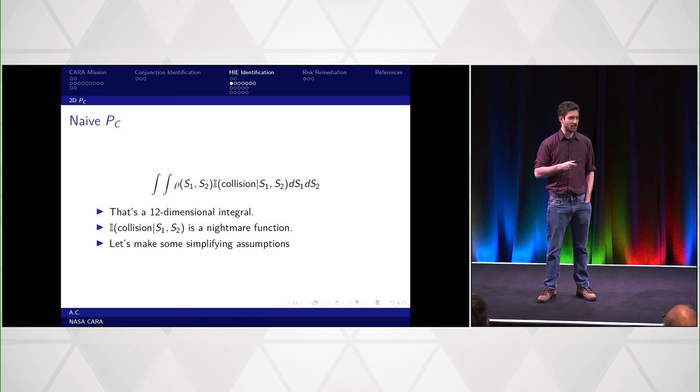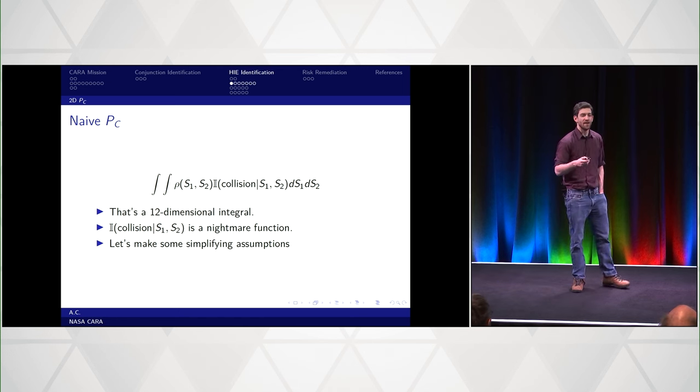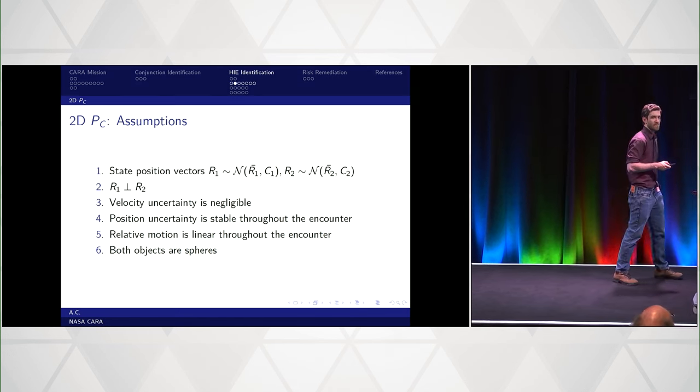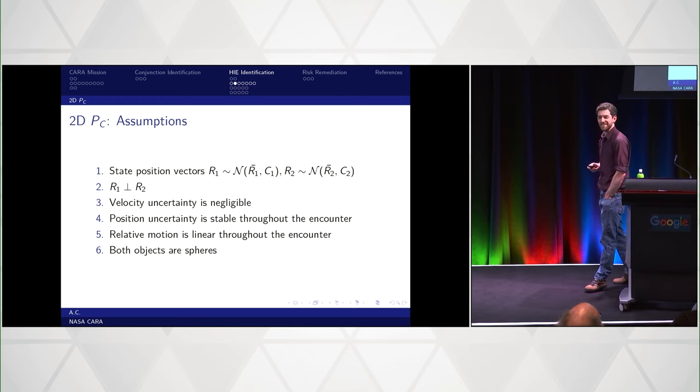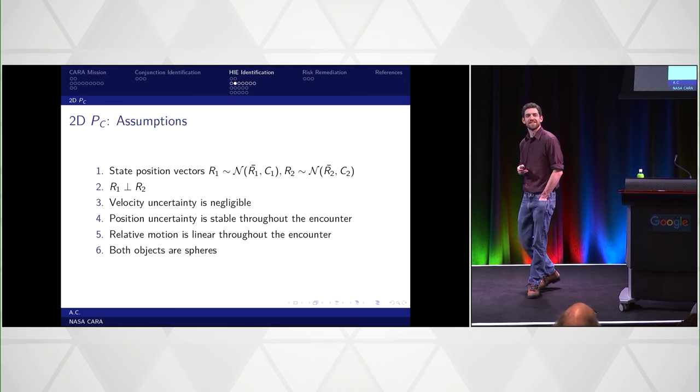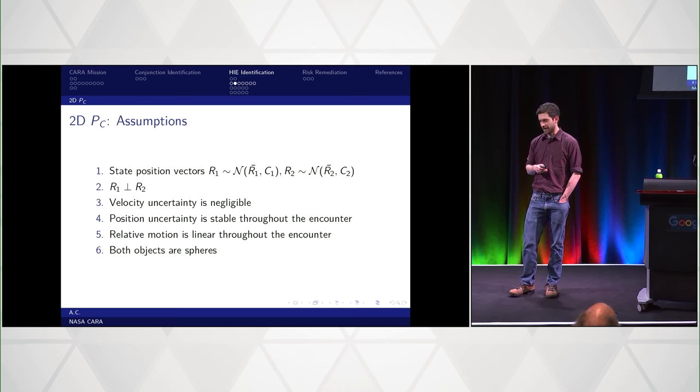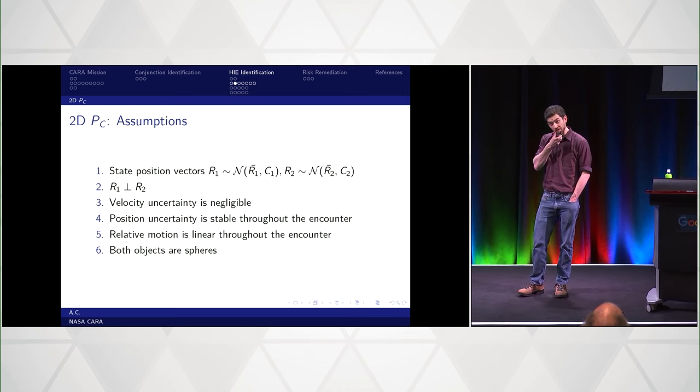I like to look at the licking flames all around me and say that this is fine. So let's make some simplifying assumptions. And we're going to make a lot of them to get to 2D PC. This is sort of the first operational PC calculation algorithm that was discovered.